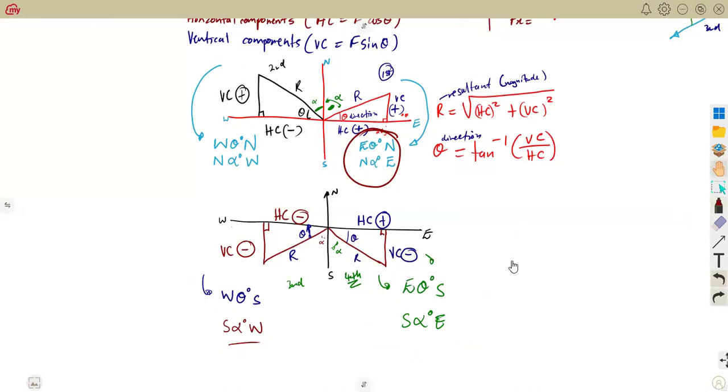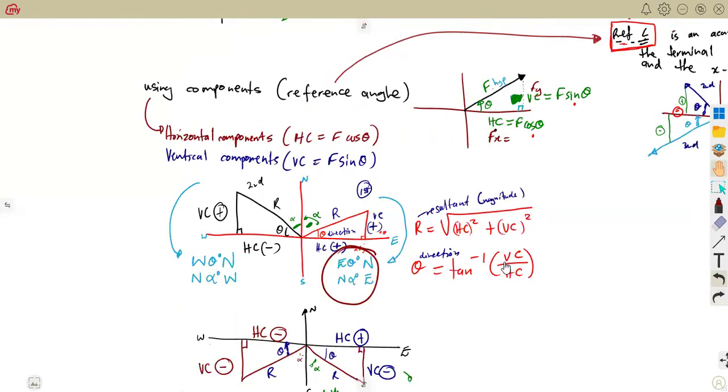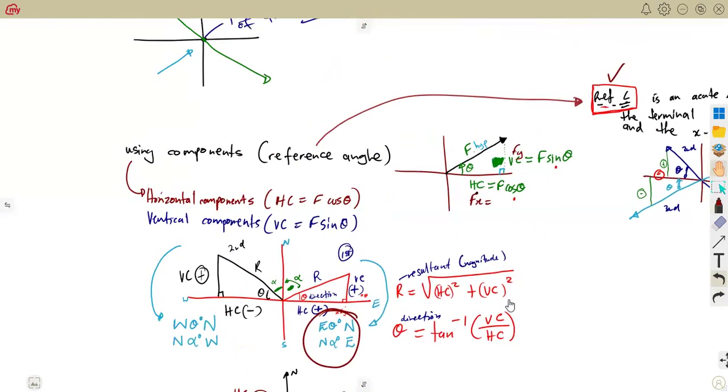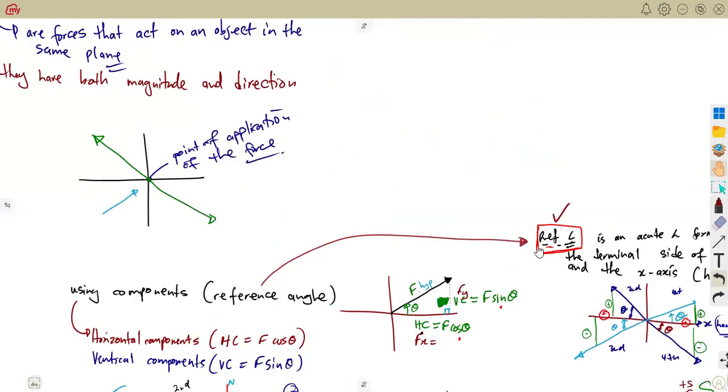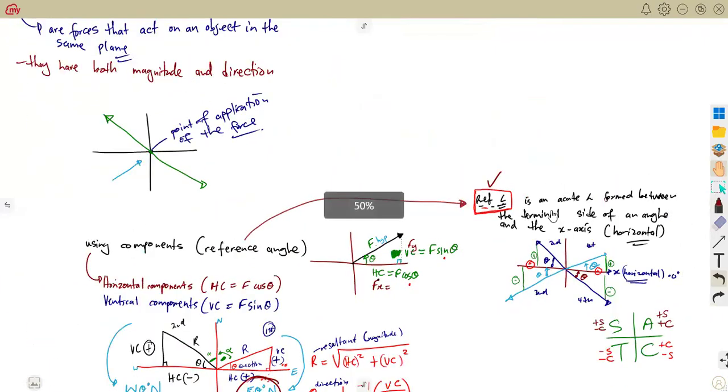So let's revise this, and we are going to have another class actually using the same components, but we'll be using the actual angle. There's a difference between the reference angle. The reference angle is the acute angle formed between the terminal side of an angle and the x-axis, and the horizontal in between the horizontal and the force that you'll be given. So if you're working with N4, like I say, those speed in meters per second, kilometers per hour, if you are using components and you are using the reference angle, this is how you're supposed to take your answers.